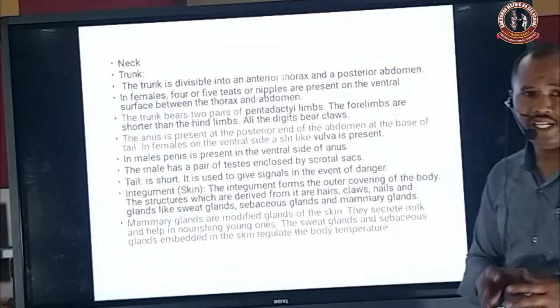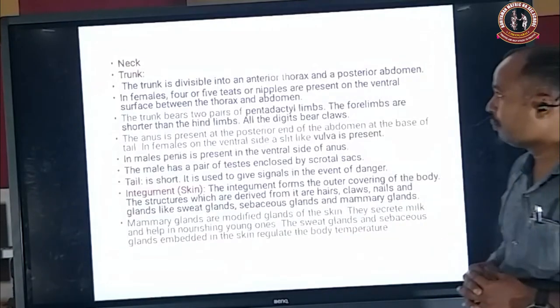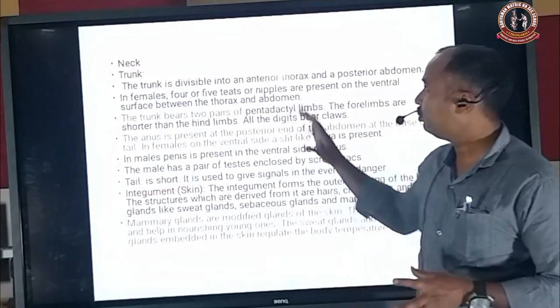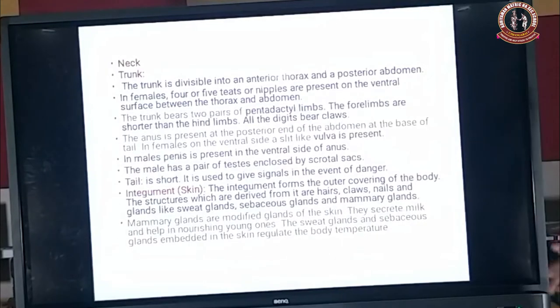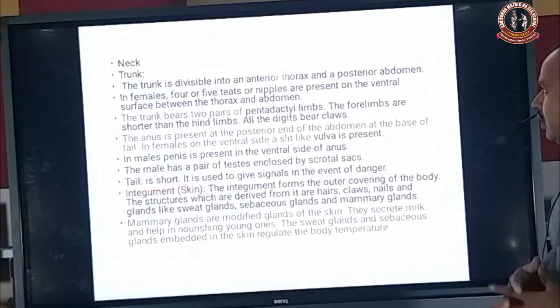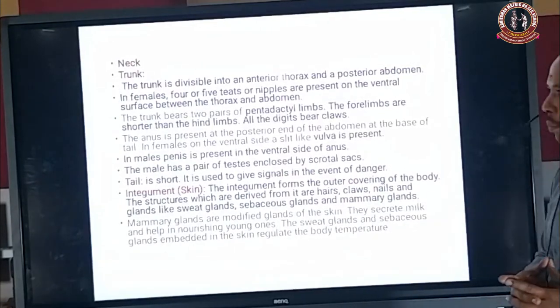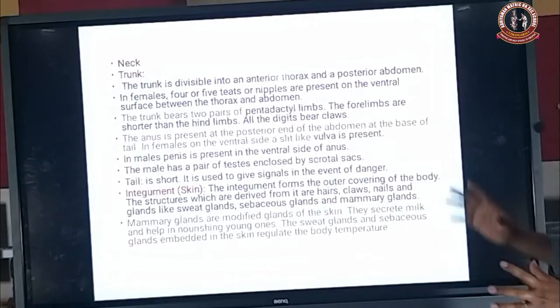The neck region is mainly connected with the head region and the trunk region. The trunk is divisible into an anterior thorax and a posterior abdomen. Already said, the body of the rabbit is naturally classified into four regions: head, neck, trunk, and tail. The trunk region is divisible into two: the anterior region and the posterior region, which means the first half and the second half. The anterior region is called the thorax, and the posterior region is called the abdomen.